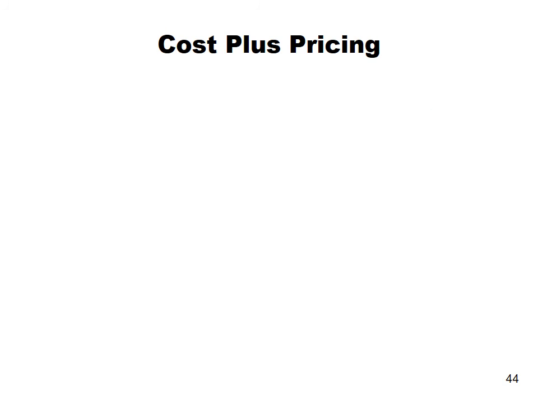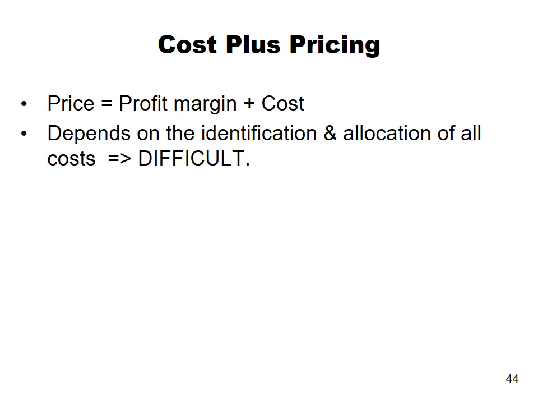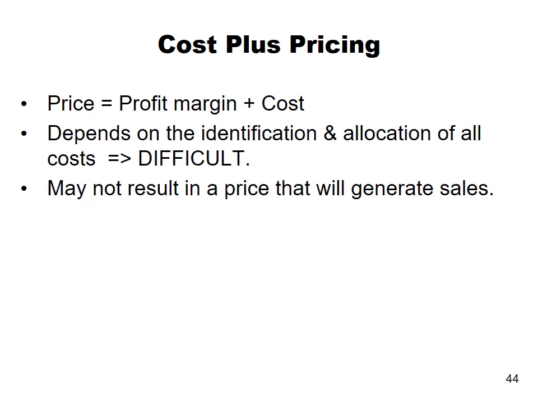Cost plus pricing. Basically, it follows a formula of price equals cost plus profit margin. It depends on the identification and allocation of all the costs. And this is difficult in real life. It's difficult to identify and allocate all the costs accurately. As a result, it may not result in a price that will generate sales.